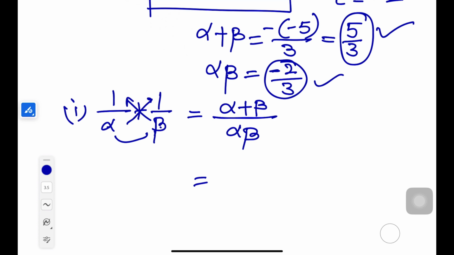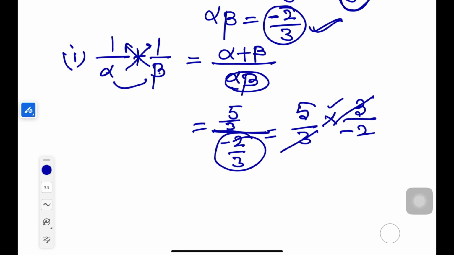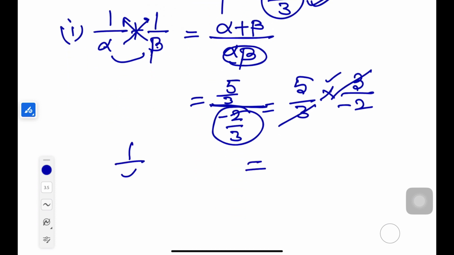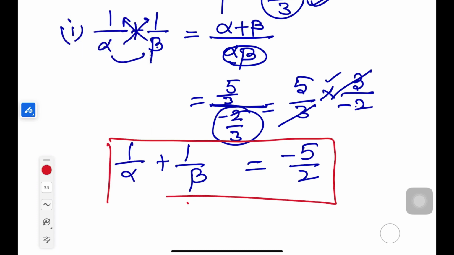What is alpha plus beta? Alpha plus beta value is 5 by 3. So let us substitute 5 by 3 by what is alpha beta value, minus 2 by 3. So write down 5 by 3 into, this becomes reciprocal because I am making this division into multiplication, it will become 3 by minus 2. This 3 gets cancelled and we will be getting 1 by alpha plus 1 by beta value as minus 5 by 2. Always write the negative sign in the numerator. That is called the standard form. Okay, first bit is clear.